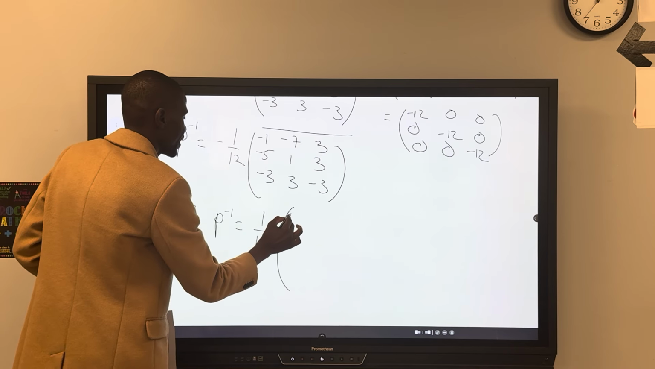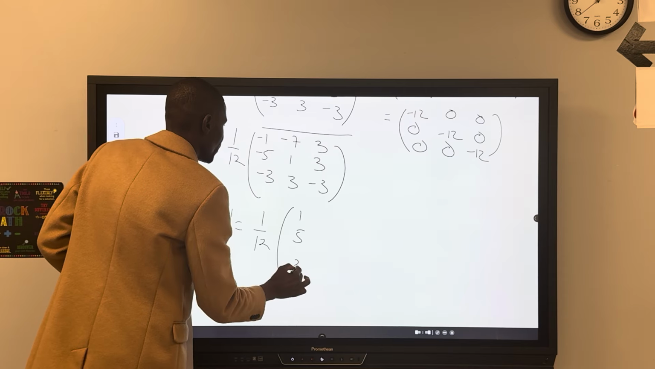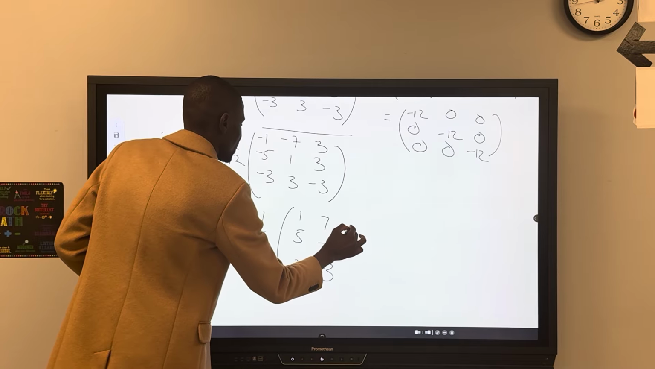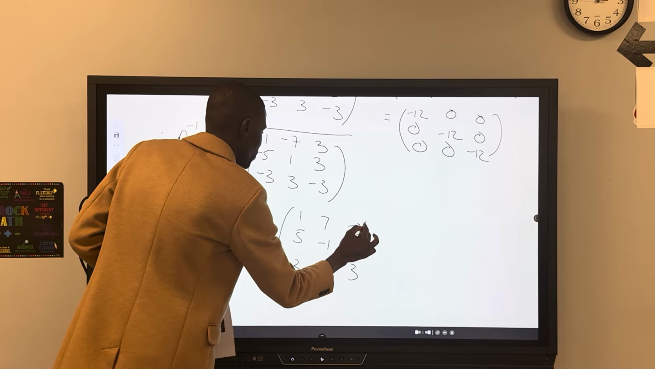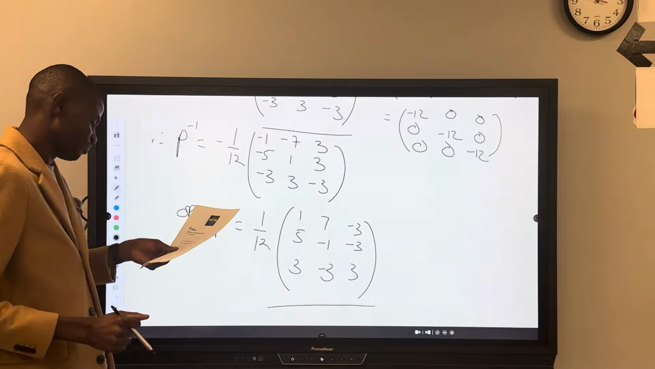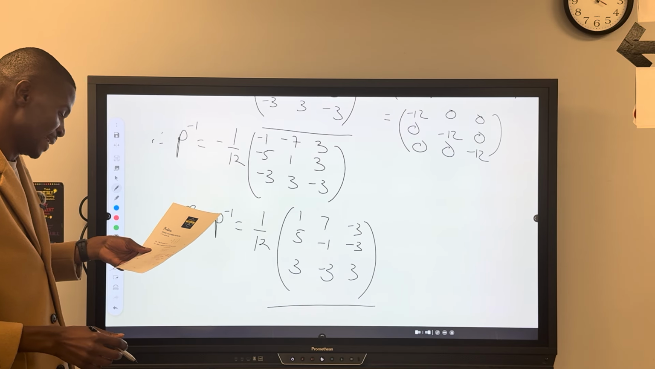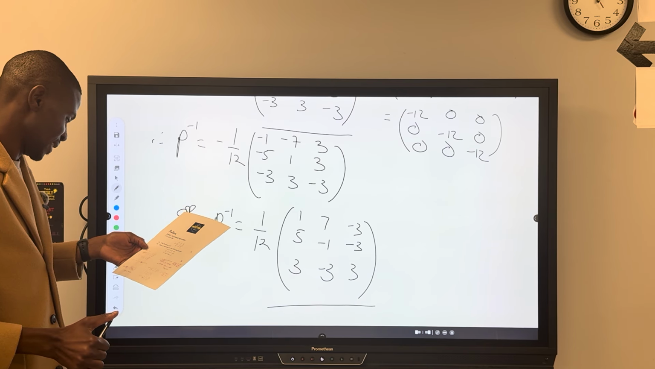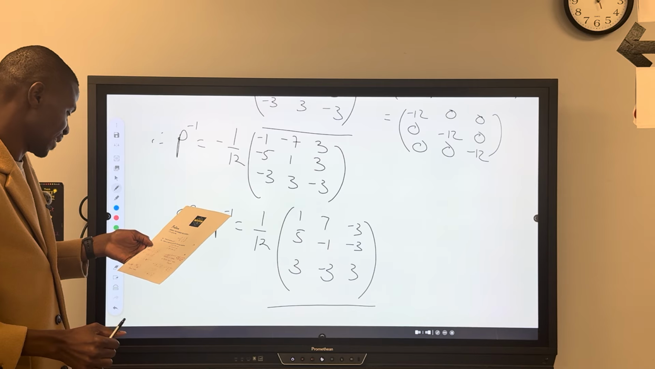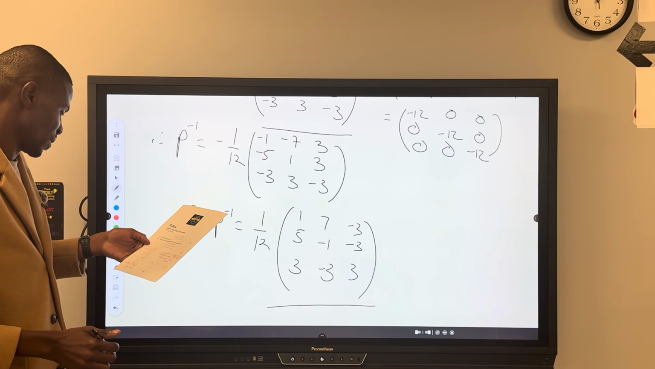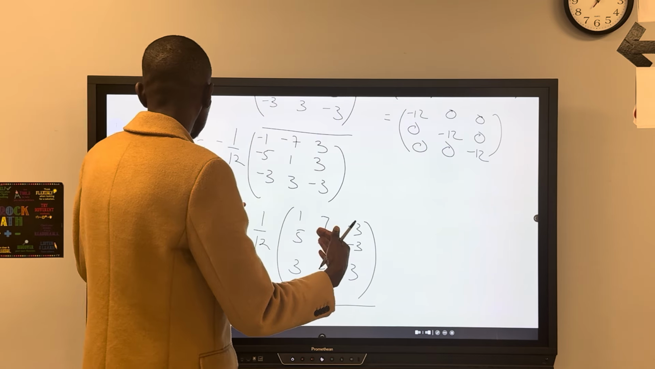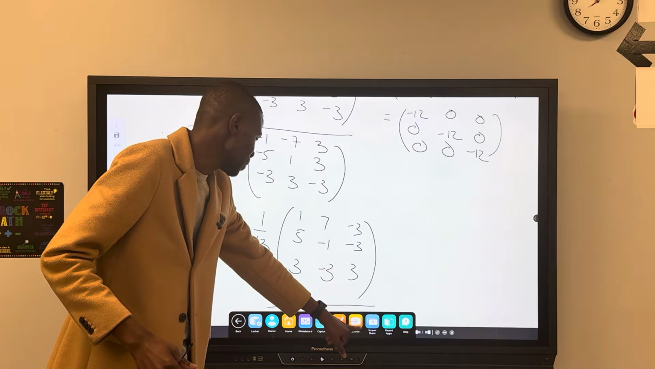I'll just factor in the negative, so it's 1, 5, 3, 7, -1, -3, right? So here it's -3, -3, and positive 3, right? This is our inverse: 1, 7, -3, 5, -1, -3, 3, -3, and positive 3, correct? So now we have our inverse here. Let's move on to part B of the question.